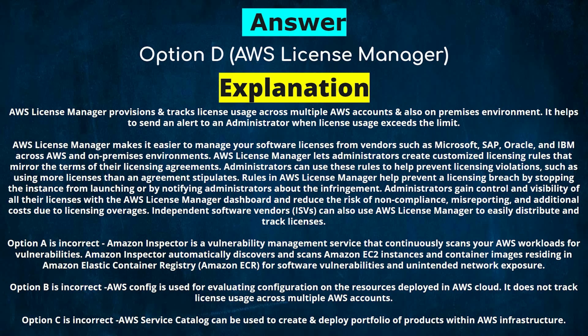AWS License Manager lets administrators create customized licensing rules that mirror the terms of their licensing agreements. Administrators can use these rules to help prevent licensing violations, such as using more licenses than an agreement stipulates. Rules in AWS License Manager help prevent a licensing breach by stopping the instance from launching or by notifying administrators about the infringement.